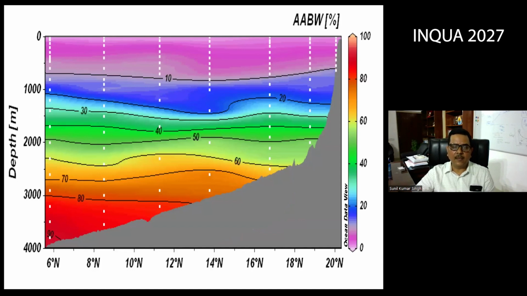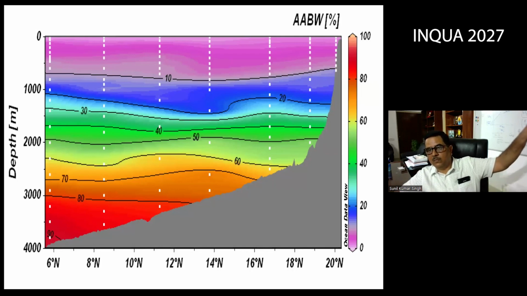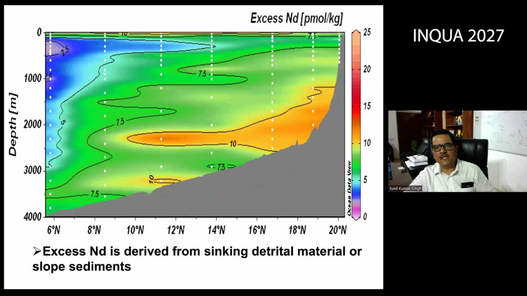So again, there was a significant amount of discussion whether Antarctic bottom water is reaching the Bay of Bengal or not. You can see here almost 60 to 90% of the bottom water is coming from Antarctic bottom water, which is found around Antarctica. So it is filled with that.